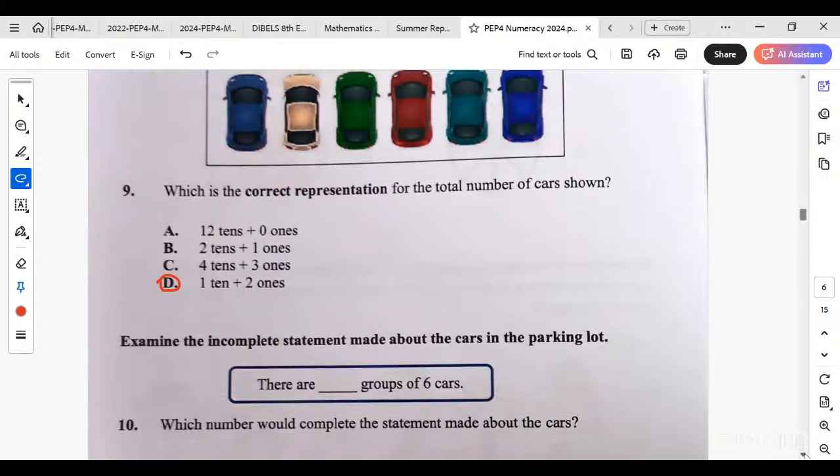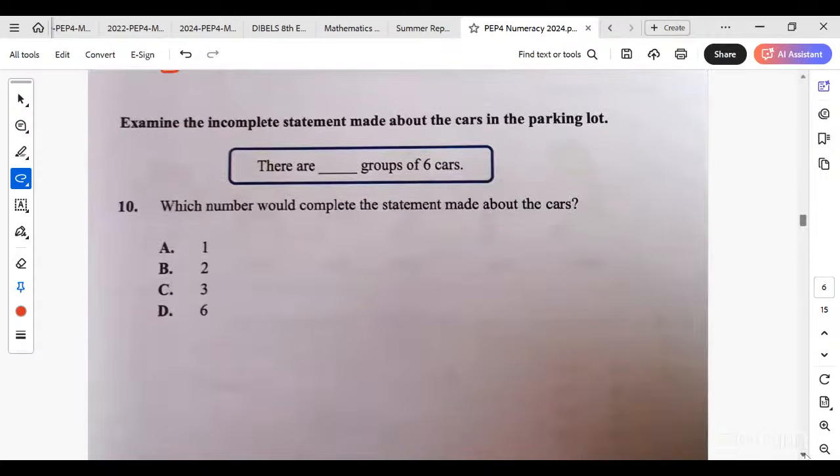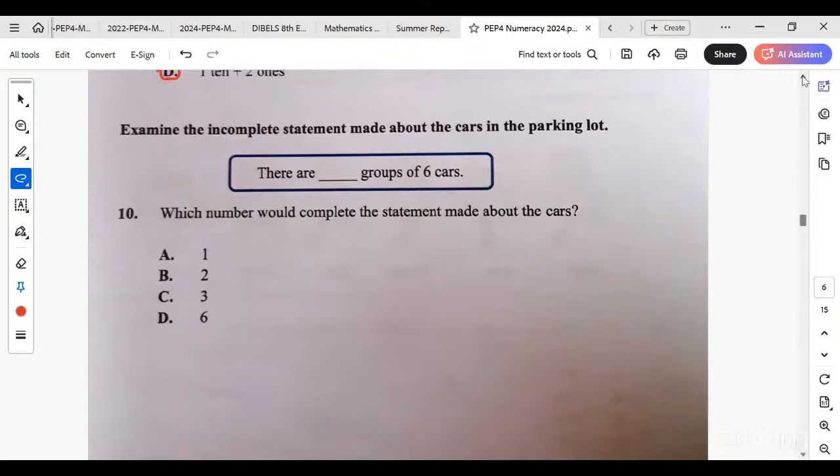Moving on to question 10. Examine the incomplete statement made about the cars in the parking lot. There are blank groups of 6 cars. Which number would complete the statement made about the cars? So how many groups of 6 cars were there?